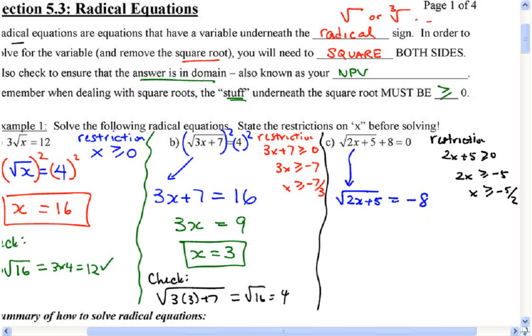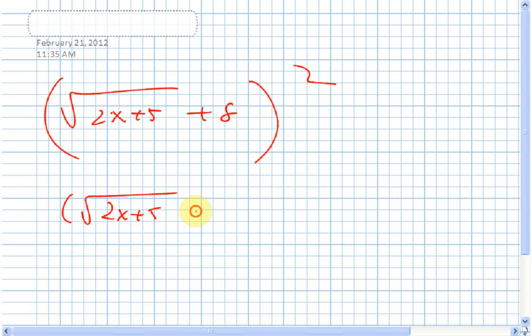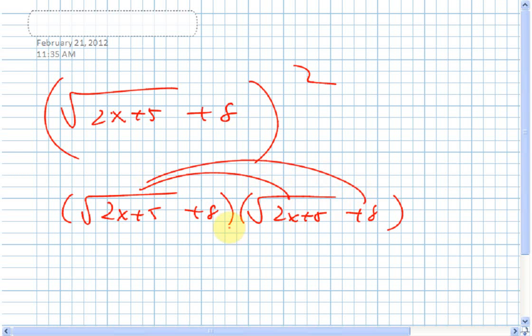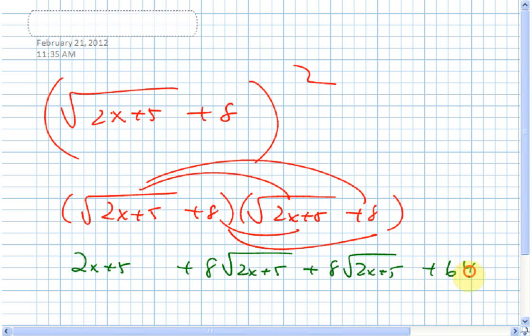Because if you don't and you try to square this, you're going to have a binomial, and when you square a binomial, you're going to have a middle term, which is still going to have the square root. If I had 2x plus 5 plus 8 and you were to square this and multiply it out, you've got problems. 2x plus 5, that's good, but then you have these two things, and you still have your square root, so that's not good.